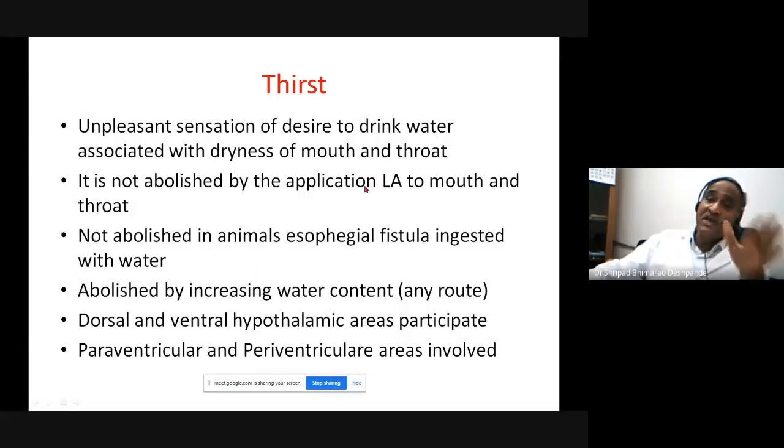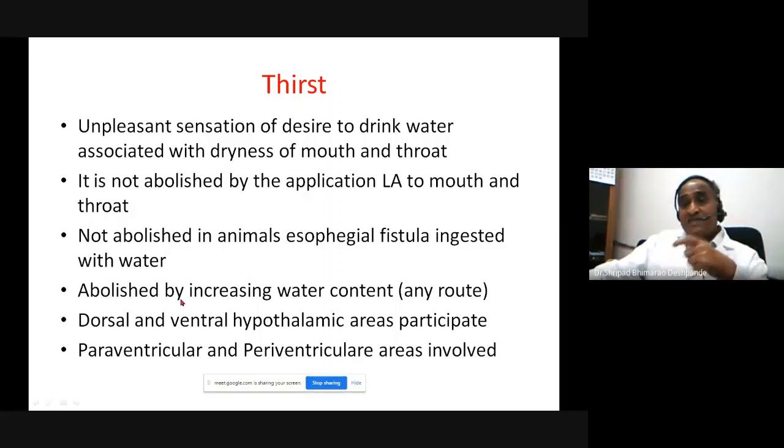Okay, I may agree. Local factors may be working to an extent, so that whenever you are thirsty, you have something to wet your saliva, to wet your tongue and the mouth. But the inner feeling does not abolish.